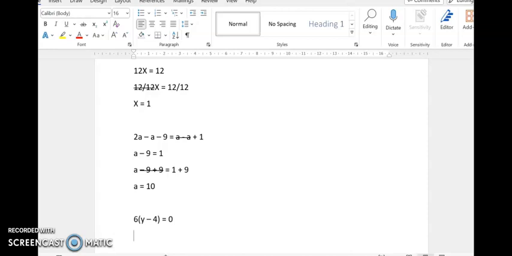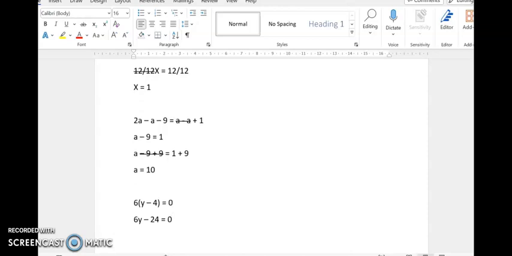So in order to get rid of the bracket, we have to multiply 6 by everything inside the brackets. So 6 times y is 6y. Minus sign, and then 6 times 4 is 24. That leaves us with 6y minus 24 equals 0. Okay, so we want to get rid of the minus 24. Again, what we do to one side, we have to do to the other side. So we've got our 6y minus 24 plus 24 equals 0 plus 24.